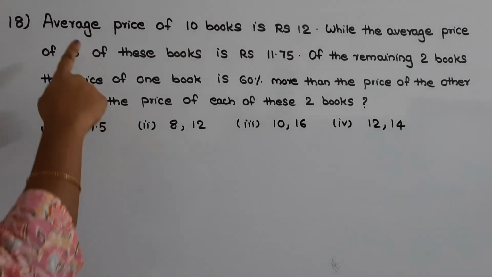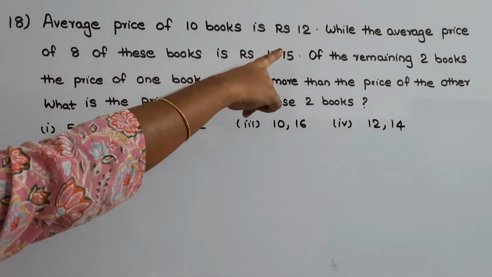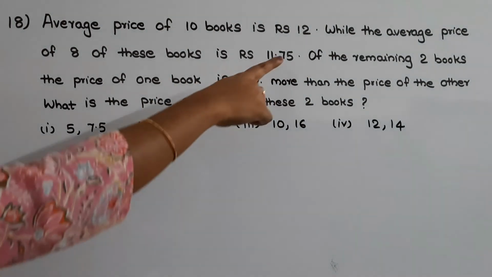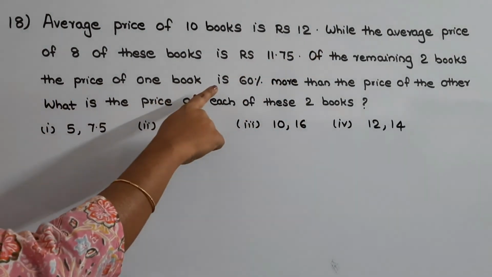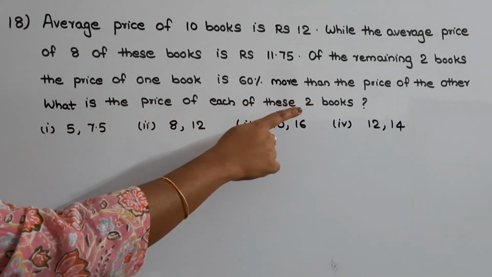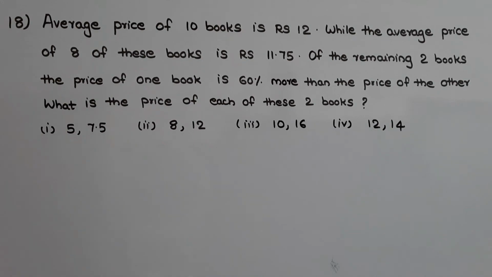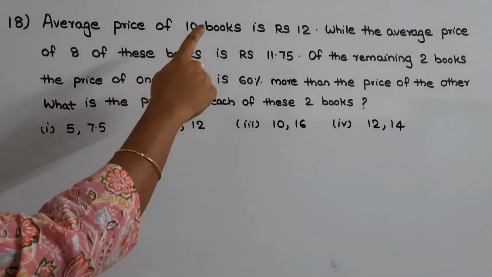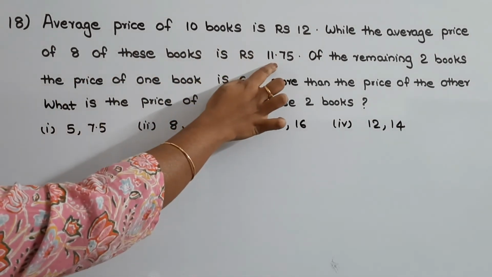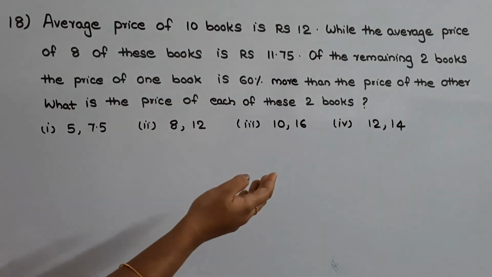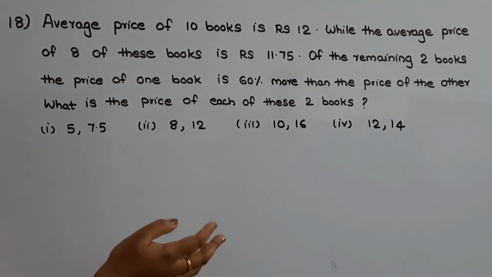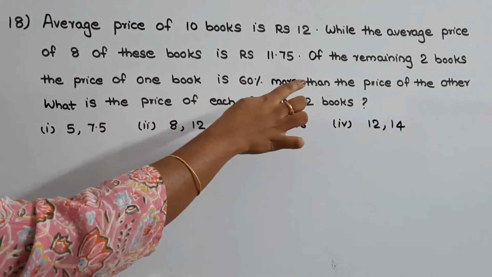The next question is, average price of 10 books is rupees 12, while the average price of 8 of these books is rupees 11.75. Of the remaining 2 books, the price of one book is 60% more than the price of the other. What is the price of each of these 2 books? In this question they have given the average price of 10 books as 12 and the average price of 8 of those books is given as 11.75, and we need to find out the price of the other 2 books. They have also given that the price of one book is 60% more than the price of the other book.